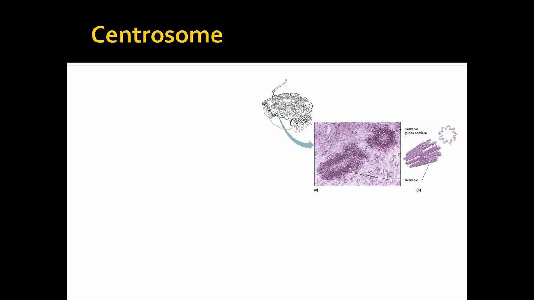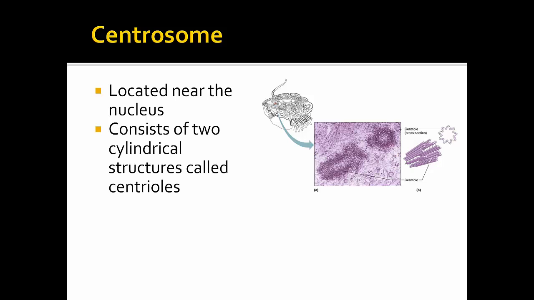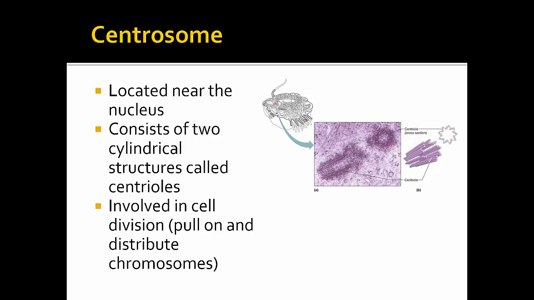The centrosome is an organelle that is located close to the nucleus in a cell that's in interphase, and it consists of two cylindrical structures called centrioles. The centrioles, during the cell cycle, pull apart the chromosomes and distribute them to opposite sides of the cell. So they're really important in cell division.